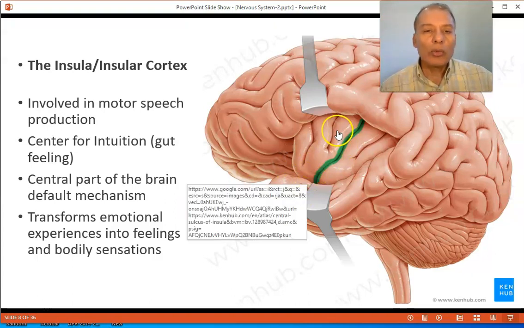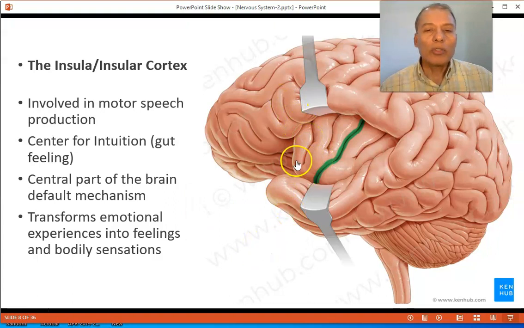It contributes to speech. It has an extensive connection between it and Broca's area. Broca's area is right above it here, and it has connections with it that contribute to verbal production, to production of speech, and in some cases, if that link is severed, that could lead to mutism.